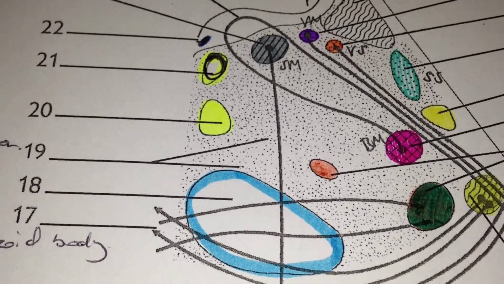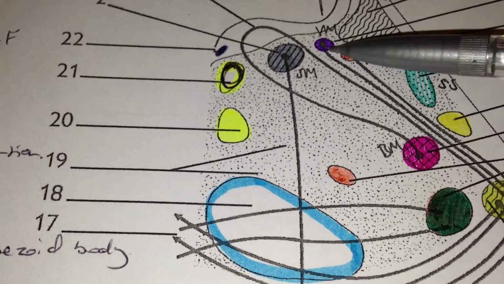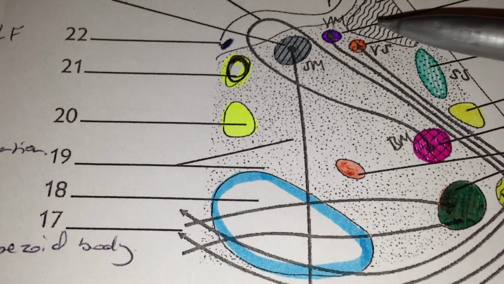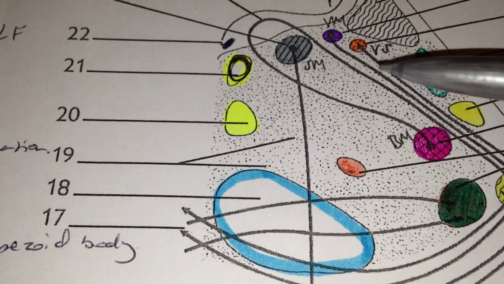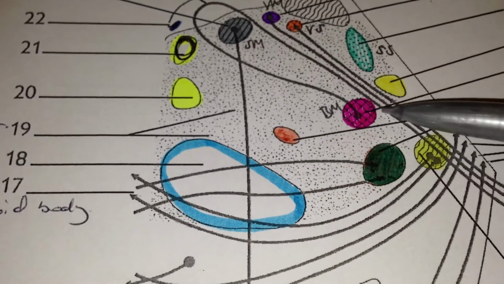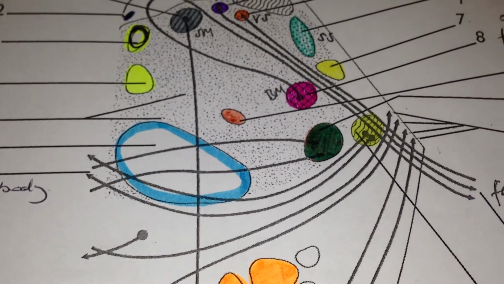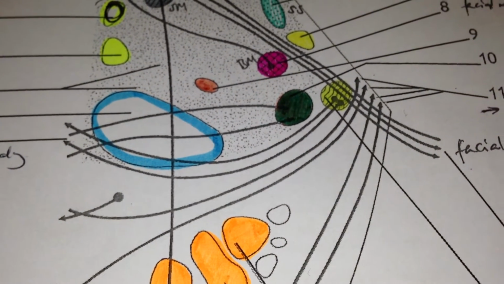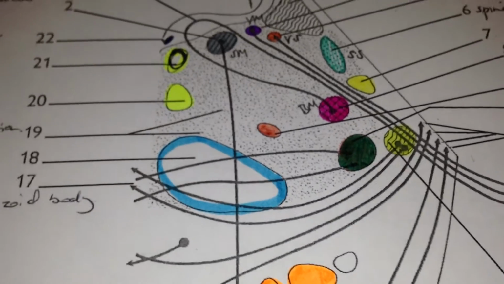You also have a visceromotor nucleus. That's right here. That's going to be your superior salivatory nucleus. And then you're going to have your viscerosensory nucleus, which is going to be your solitary nucleus. These three nuclei will give rise to the facial nerve, and it will exit the pons at the pontocerebellar margin.